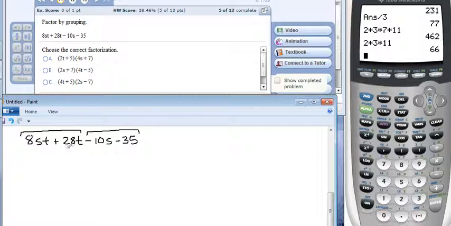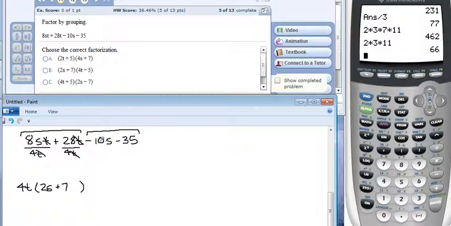Between an 8 and 28, I have a 4 that's in common, right? That's the biggest thing. And I also have no s's on this one, so I can't take out an s, but I can take out a t. So I'll divide through by 4t and 4t. 8 divided by 4 is 2. T's are gone, but I still have the s. Positive 28 divided by 4 is a positive 7, and my t's are gone. I'm going to do it again over here.